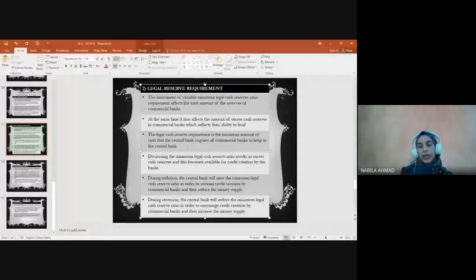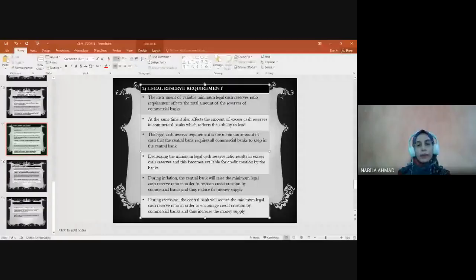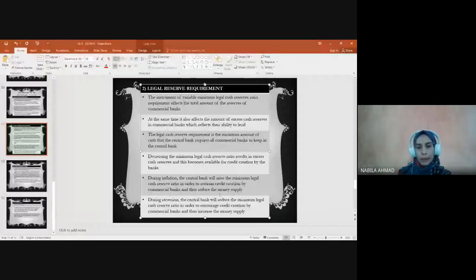So decreasing the minimum legal cash reserve ratio will result in excess cash reserve that becomes available for credit creation. Maknanya di sini during inflation lah, macam mana nak kurangkan money supply. So central bank will raise the minimum legal cash reserve ratio to restrain credit creation by commercial banks and reduce the money supply. Maknanya dia akan naikkan ratio ni supaya lebih banyak cash yang perlu disimpan oleh commercial bank ke dalam central bank supaya kuranglah duit yang ada dalam bank untuk bagi loan kepada orang ramai. Jadi money supply akan berkurangan.